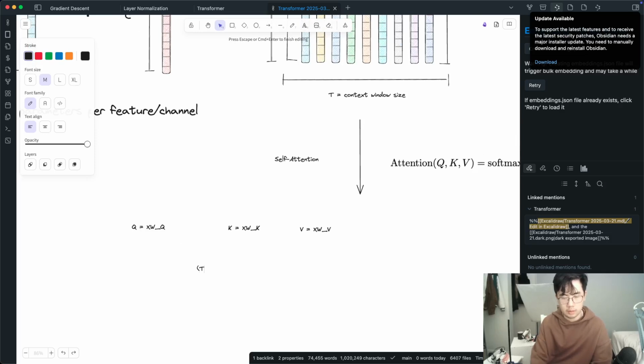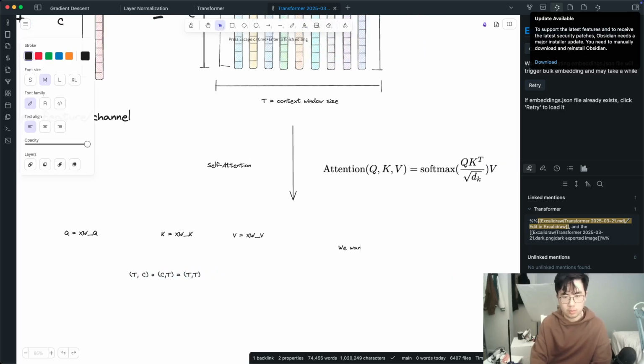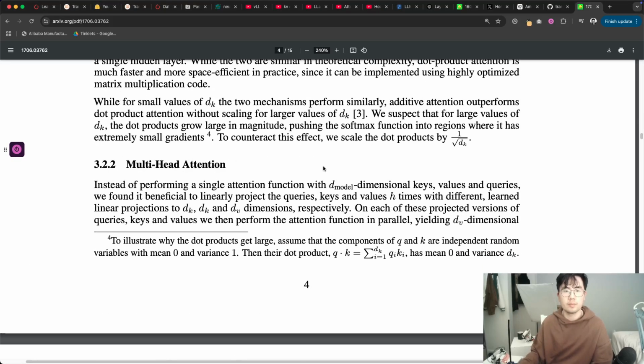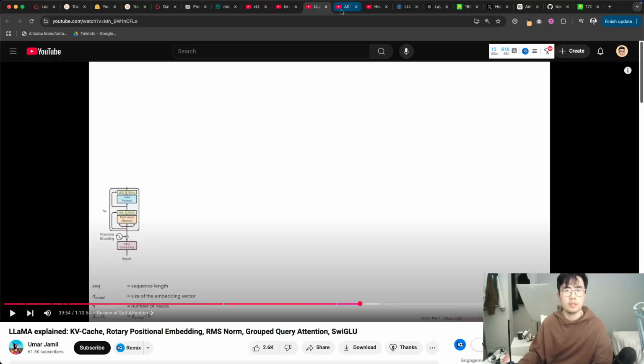You have a T by C, a T. You want a T by C multiplied by a C by T to get a T by T. This part.